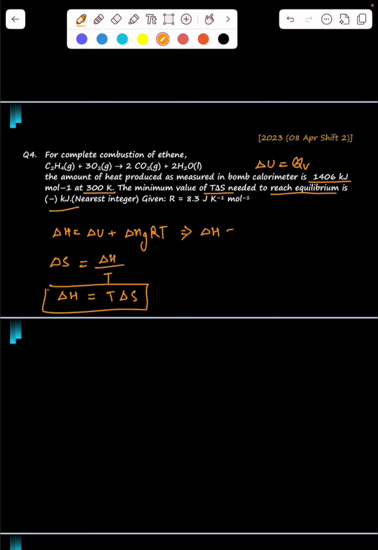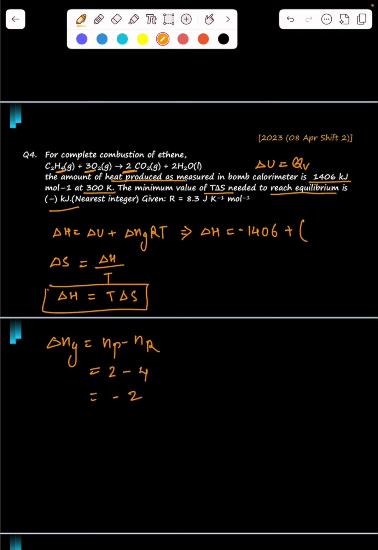Delta H, U का वैल्यू कितना दे रखा है? 1406, and that is the heat produced, मतलब हीट रिलीज हो रहा है, minus, plus how many moles of Mg is, that is 2, and this is 3, and this is 1. Okay, so delta n g का वैल्यू हो गया है n p minus n r, so that should be 2 minus 4, it's minus 2 आ गया.